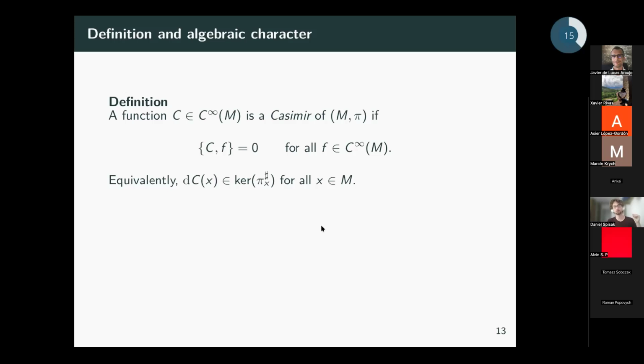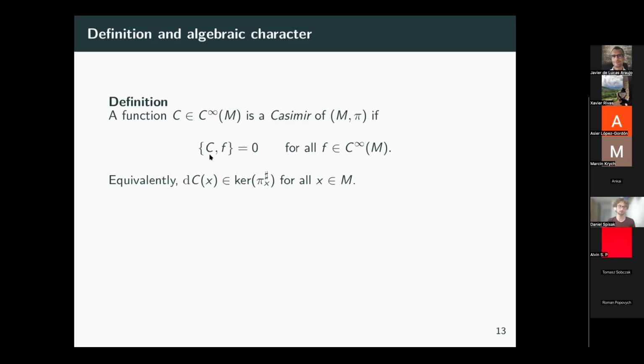Yep. Now we define Casimirs. They have very important properties, and they appear also in Dirac geometry, and their geometrical meaning is not so trivial as one might think by just this definition. However, for this method, it is sufficient to just use this definition.